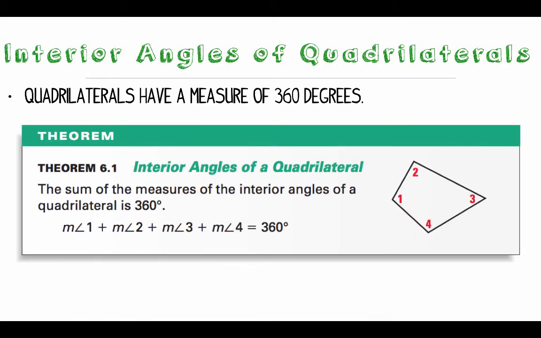So the first theorem that we know is that quadrilaterals have an interior angle measure of 360 degrees. Now this isn't parallelograms particularly, but parallelograms are part of the quadrilateral family, like squares, like rectangles, like trapezoids. So we want to remember that anytime we see a square, rectangle, parallelogram, trapezoid, the interior angle is going to equal 360 degrees.